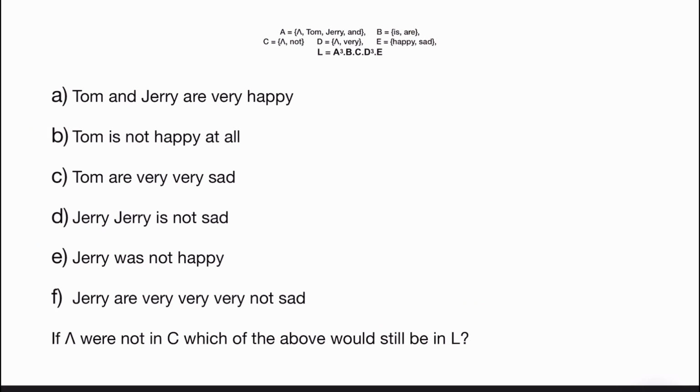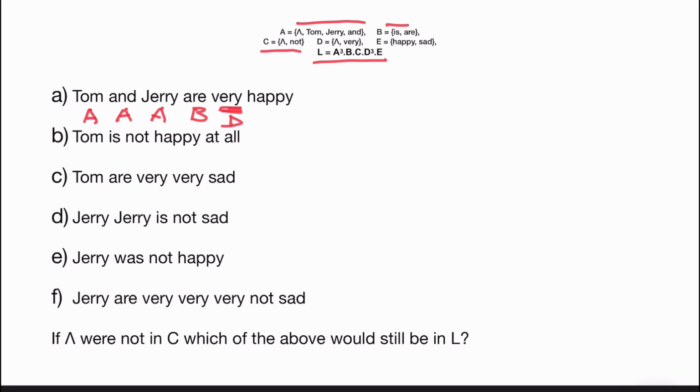We need to verify those sentences. Which one is a legal sentence in this definition? I copied it down here. In set A, we have Tom, Jerry, plus the empty string here. So let's have a look. Tom is from A, and is from A. Jerry is from A. We got A cubed. In B, we have E's and R. So this is from B, right? Then what's next? Very is from D. So we have this from D. This bit is from D. So where is the C?